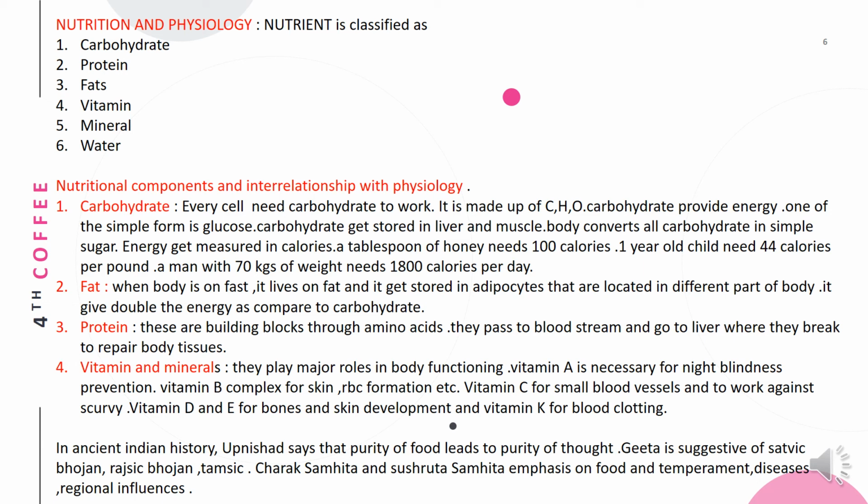In ancient history, the Upanishad says that the purity of food leads to purity of thought. The Gita suggests Sattvic Bhojan, Rajasic Bhojan and Tamasic. Charak Samhita and Shushruta Samhita emphasize food and temperament, diseases, and regional influences.